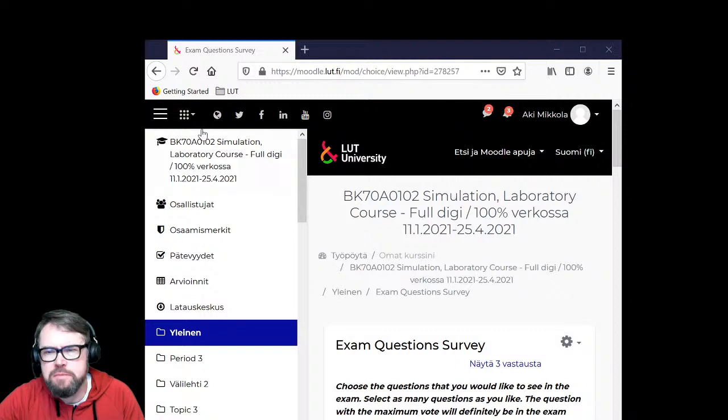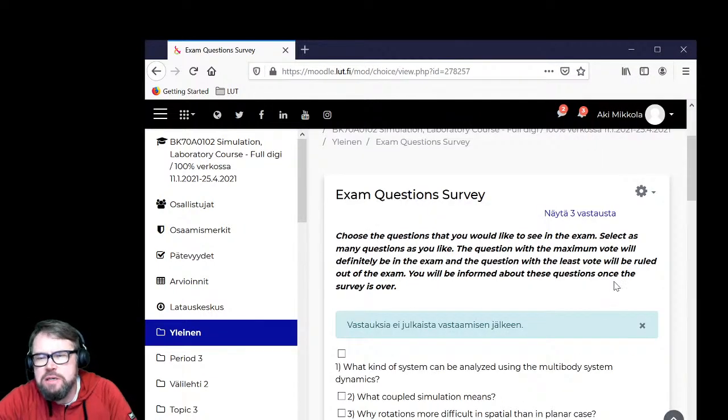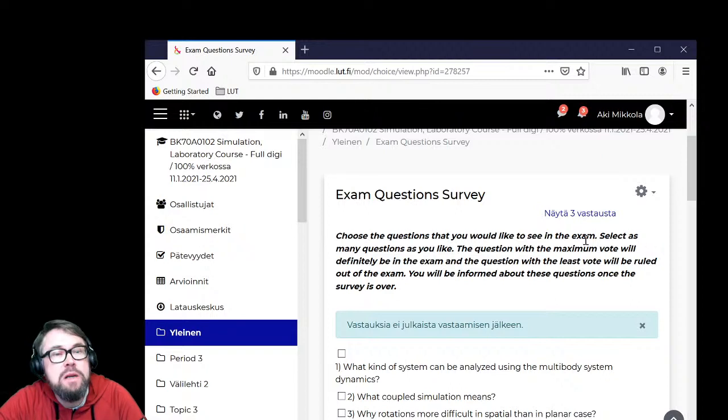This is a website that you can find on the Moodle site. So these are the possible questions. I can already check what it is that you're voting. Okay, so choose the question that you would like to see in the exam. Select as many questions as you like, and I'm going to summarize your votes, and then once I have made the summary, I will let you know which question will be in the exam paper. And I'm hoping you do the voting right now.